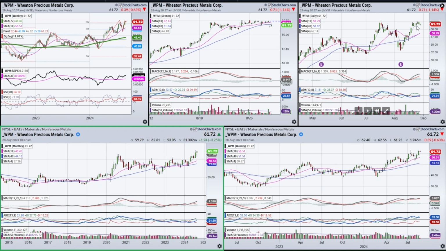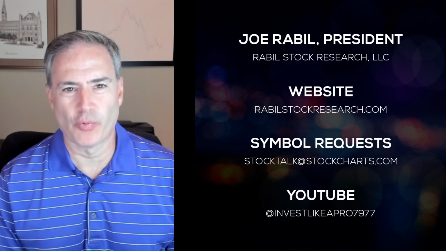Watch for a pullback towards 60. See if this can make a higher low around 60, and I think that would be kind of like the next buying opportunity.